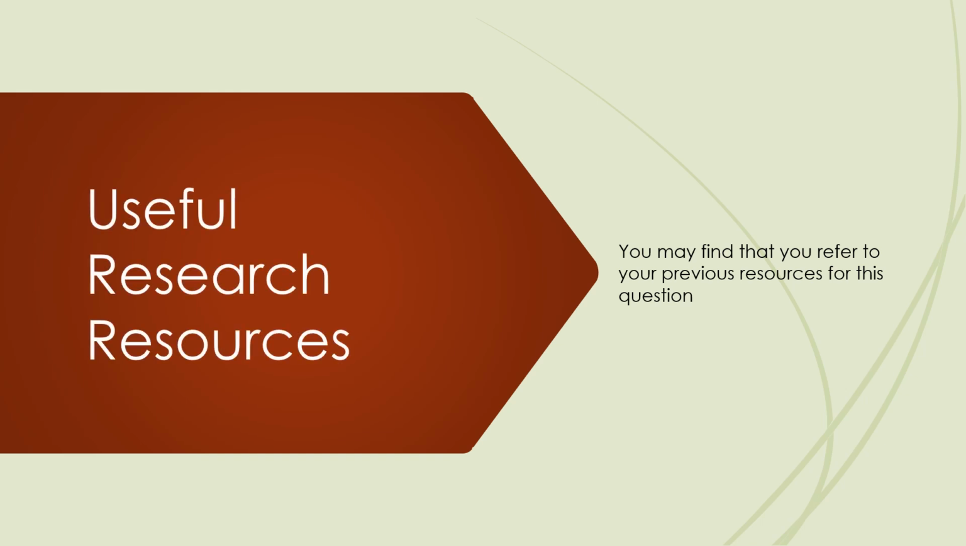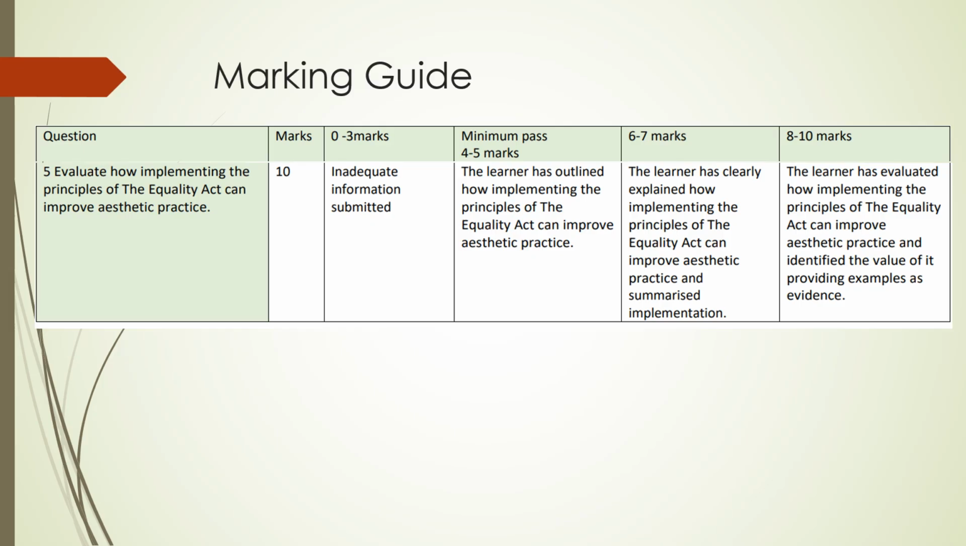And as you can see, it's always furthering on from previous research methods. So your references will probably be similar throughout the whole of your SAQ. Your marking criteria does not change from each question, so it's still out of 10. So you've got to evaluate how implementing the principles of the Equality Act can help your aesthetic practice. Remember, we always have to bring it back to aesthetics.